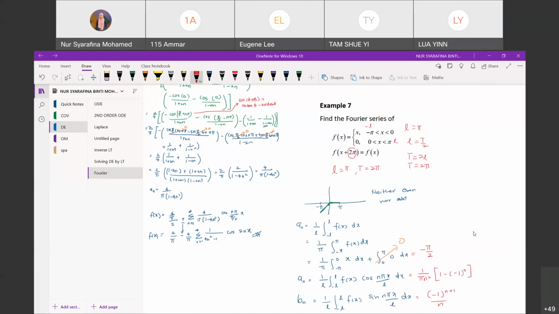Once you get A naught, An, and Bn, just substitute into the Fourier series expansion. Fx is A naught over 2 plus the series. Check the answer here. I'm going to leave you with this example. You can try to obtain the answer, which is given here. If you have problems, you can ask me. Is that clear?